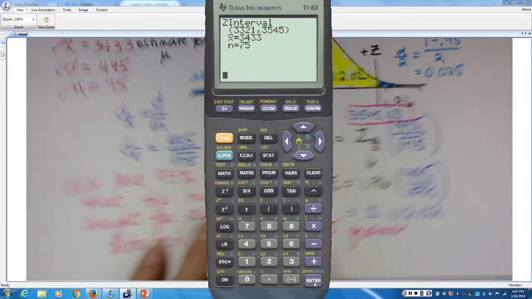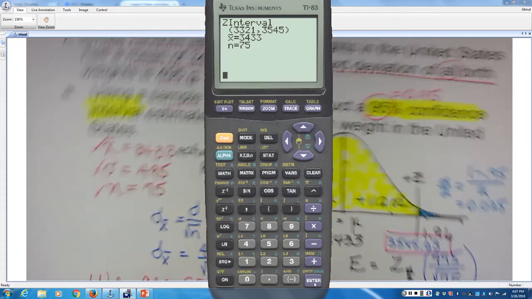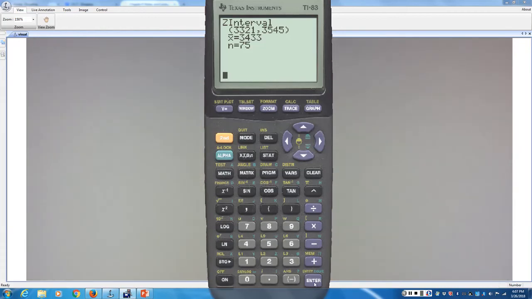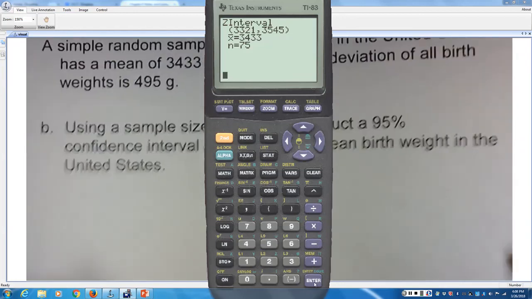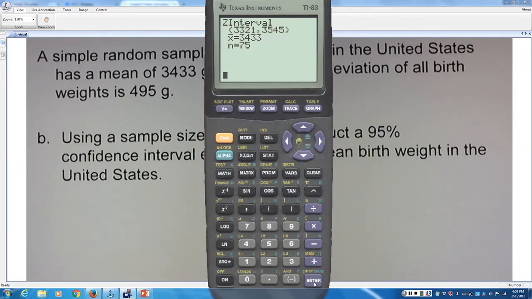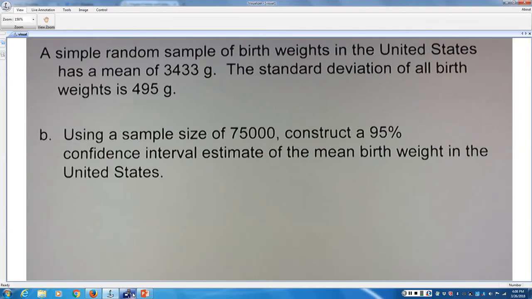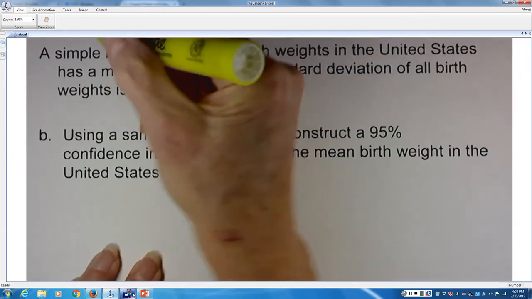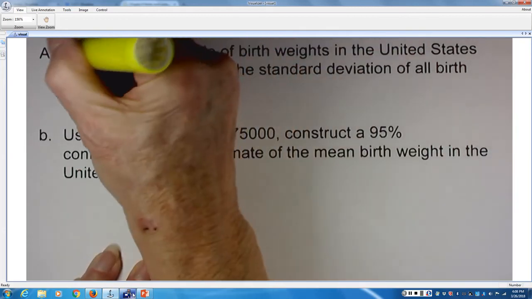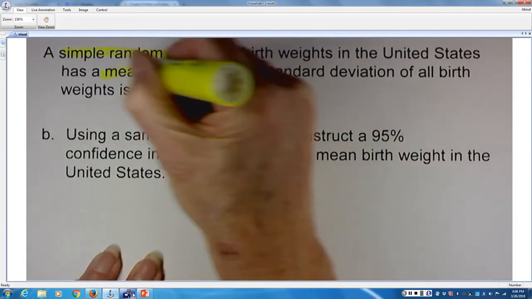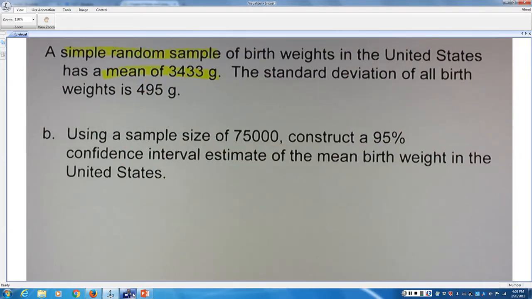So with that said, we're going to go to the next example, but we're going to come back to this one, so keep that one handy. We're going to go to part B. The first thing that we need to do in Part B is look and see what all of our information is. Still have a sample that has a mean of 3433.